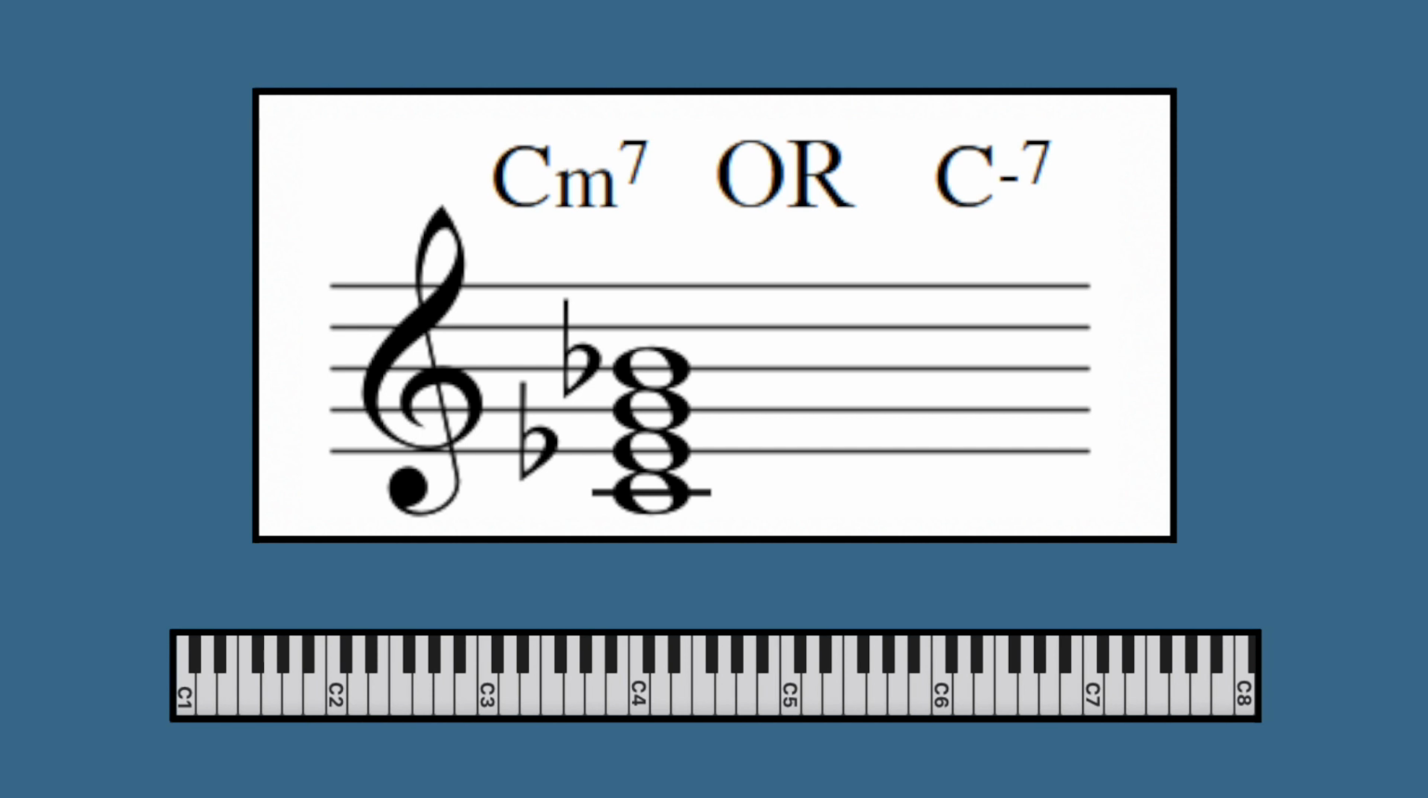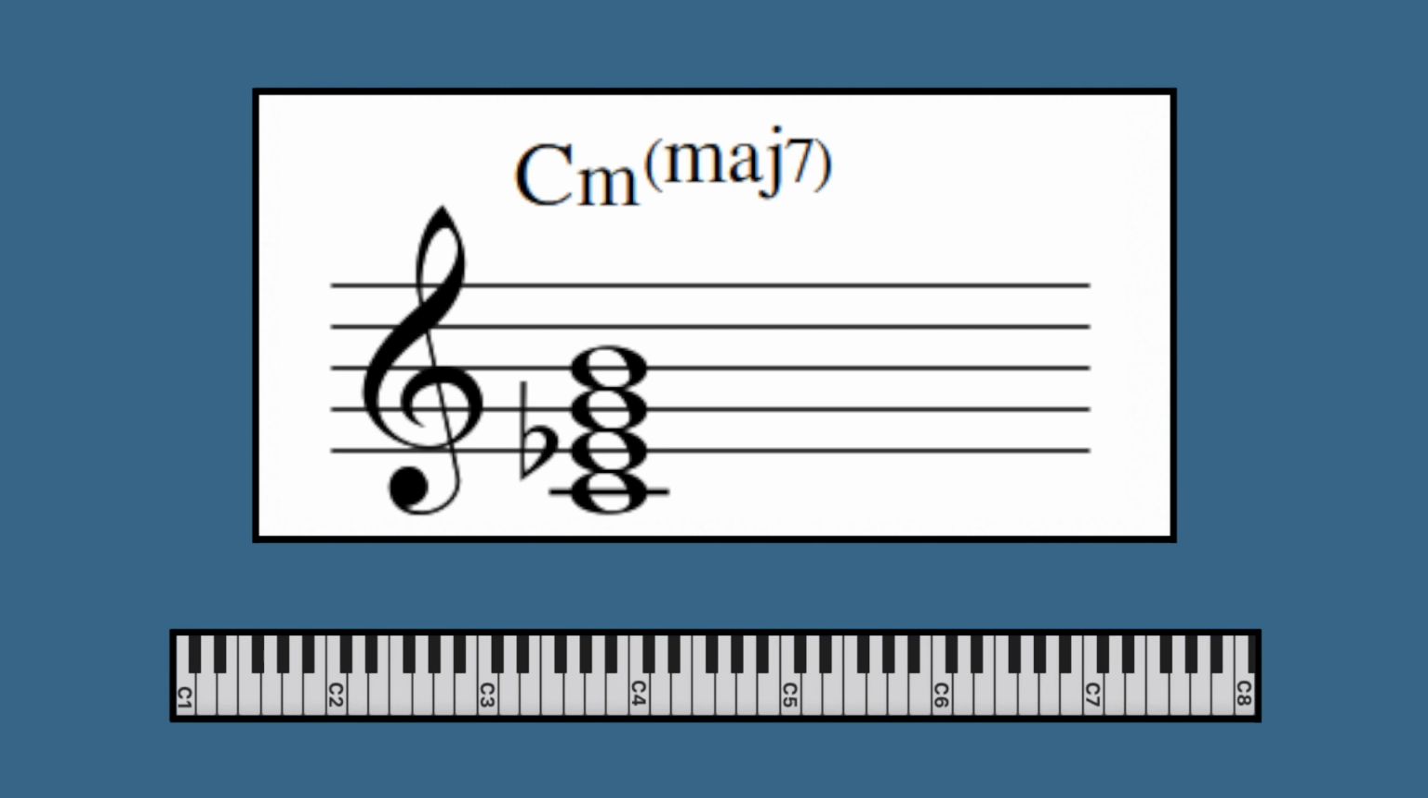The next chord is used much less frequently, but is still helpful to know about. The minor major seventh chord has a minor triad with a major seventh. It is written like a minor chord with MAJ 7 in parentheses.